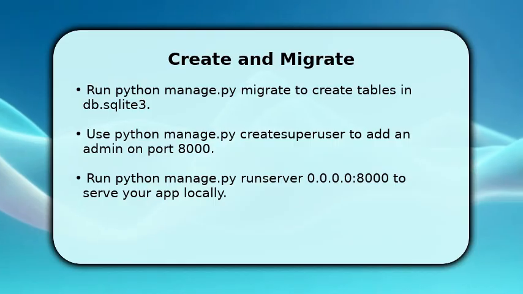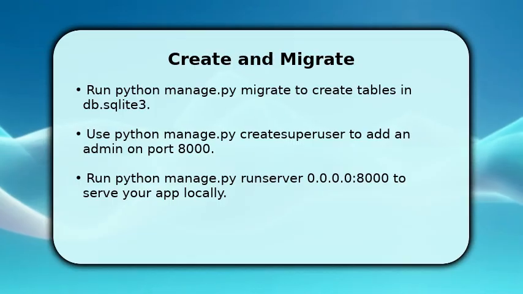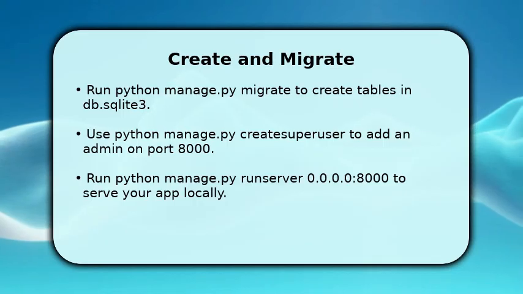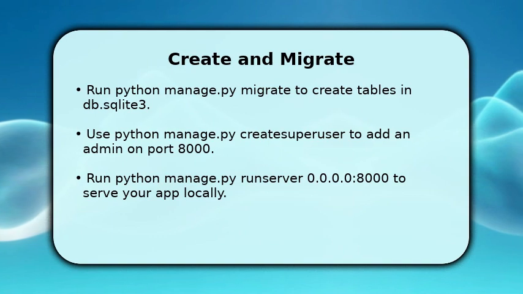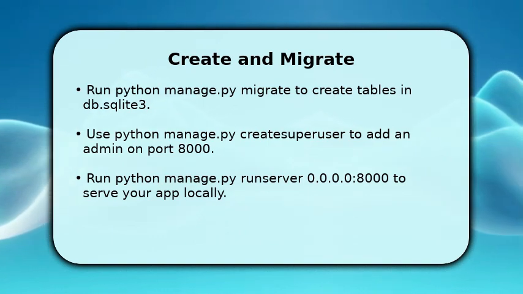Start the development server on port 8000 using python manage.py runserver 0.0.0.0:8000 to access the admin interface from your network. Use the admin at /admin to inspect models and data.